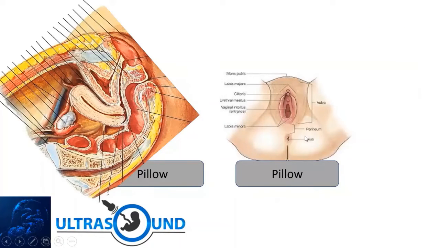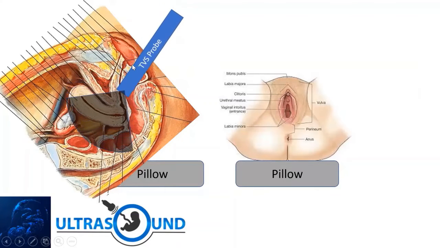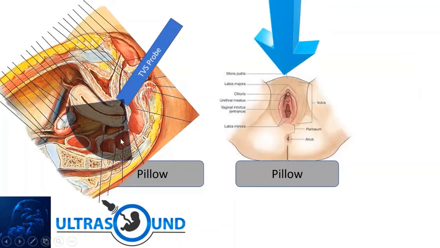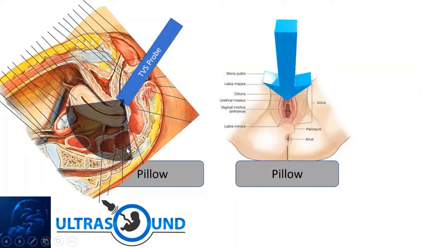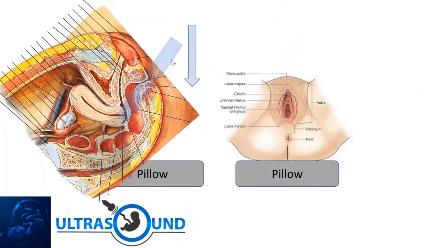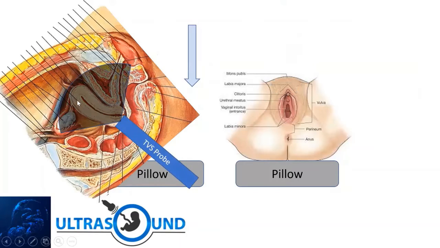So again, why do we need a pillow? When you put your probe inside, you are actually seeing the rectum. So how are you going to be able to see until the fundus? You need to push your probe downwards, nearing the floor. This is what I mean. You push your probe downwards so that you can actually see the fundus and the outlines of the uterus. So this is actually the correct angle of going in. Then you sweep left and right to see the lateral side of the uterus.